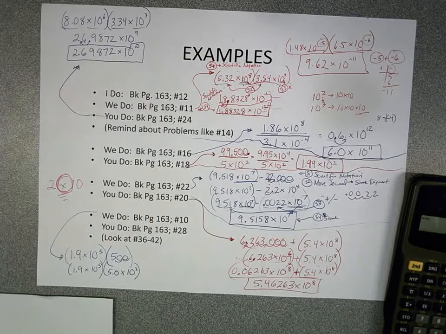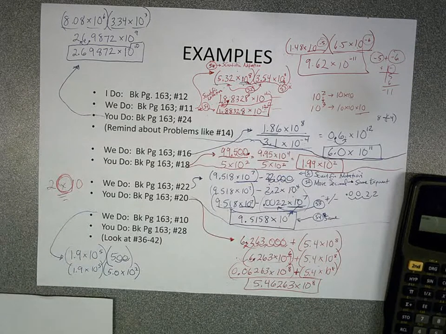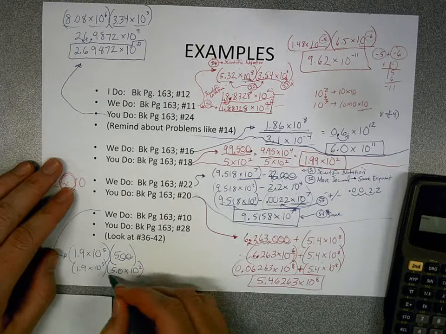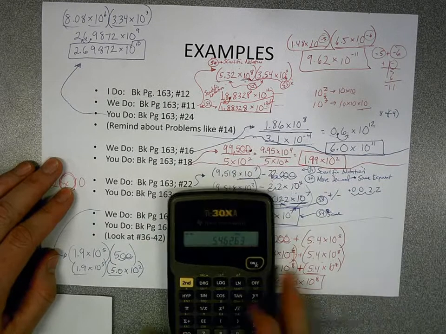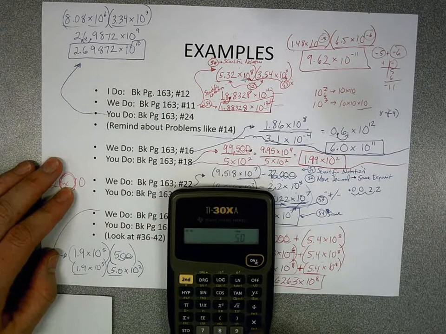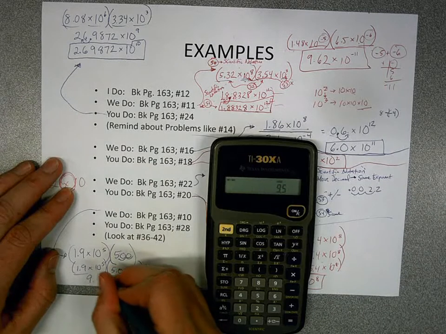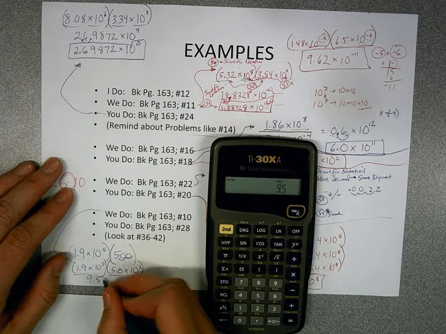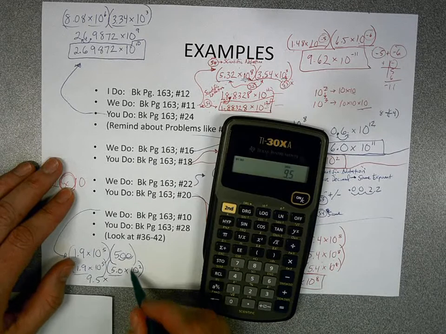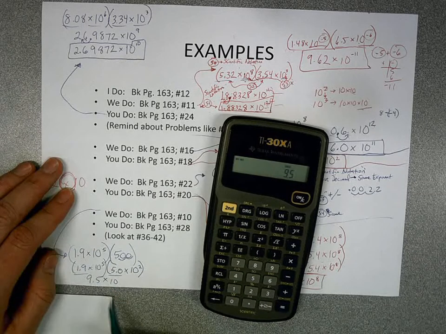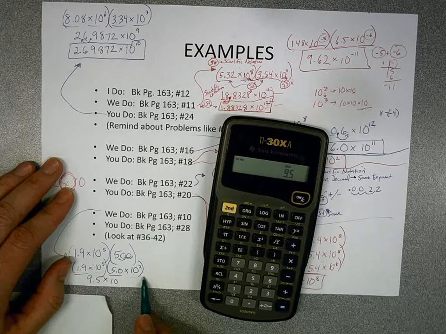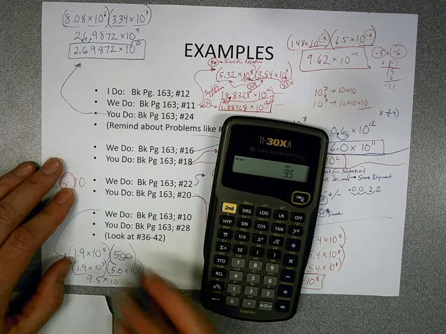With multiplication, right? What do we do next? We multiply our 2 numbers up front. So 5.0 times 1.9 equals 9.5 times, and then this base is 10. Now, since we're multiplying these two, we can add the exponents. So 5 plus 2 is 7.